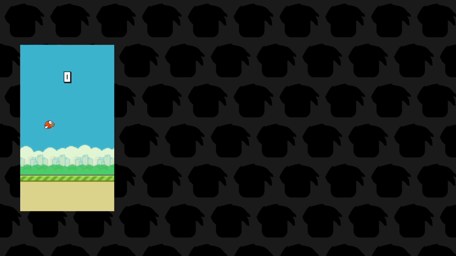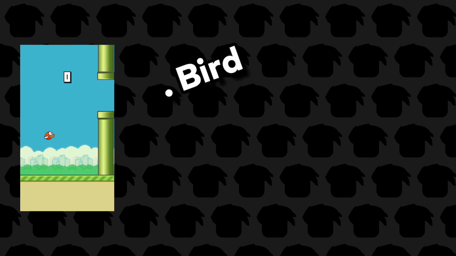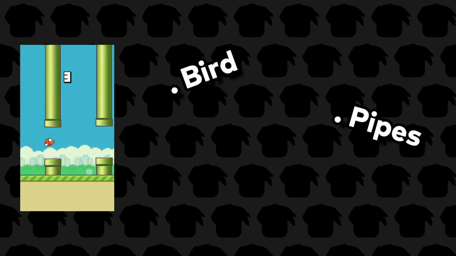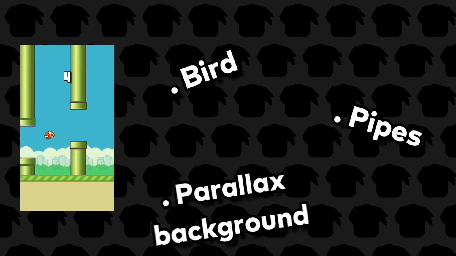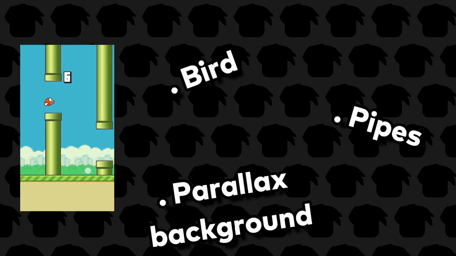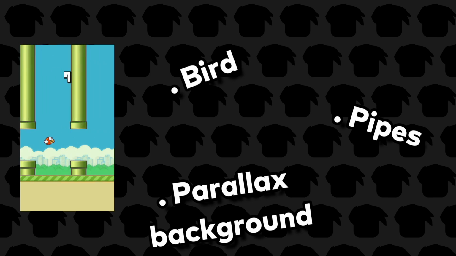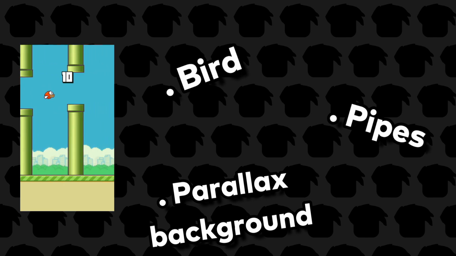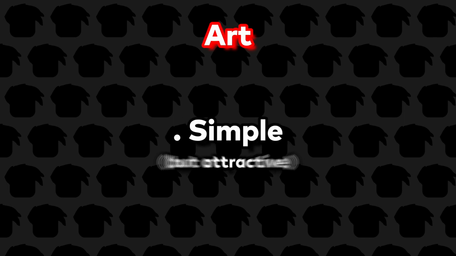Or in Flappy Bird we have the bird, we have the pipes that are just squares, and also a parallax background. The use of a parallax background, which seems to be a 3D thing but it's actually a 2D game, makes a casual game even better. In conclusion, the art of a casual game is very simple.